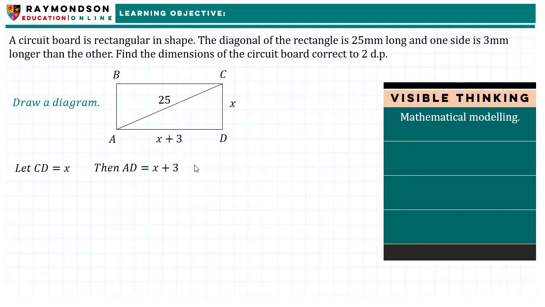Question I'll ask, just to make sure we understand the model we've built: what other side is x? You should say AB. What other side is x plus 3 in length? That's correct, BC. Fantastic. Simple models. I just wanted to make a mention.